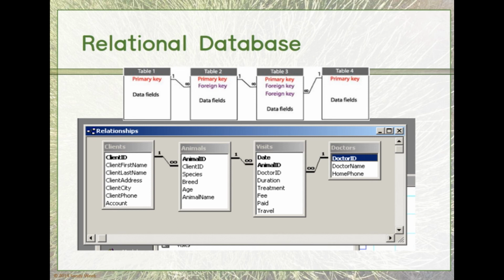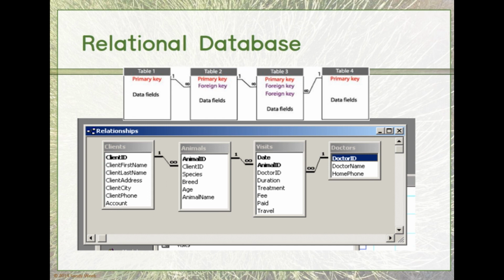Therefore, we make a relationship where the client ID, primary key, is the only data that's repeated in the animal table. Note that the client ID is a foreign key in the animals table. That is a one-to-many relationship between clients and animals. The infinity symbol denotes the many side of the relationship. Since each animal will visit the vet's office many times for shots and health problems, there's a one-to-many relationship between animals and visits. See how the primary key is bold?